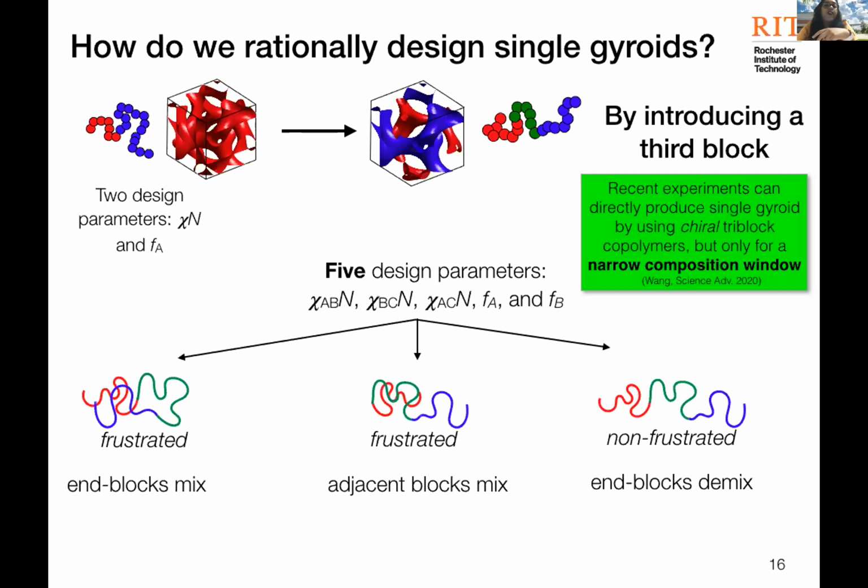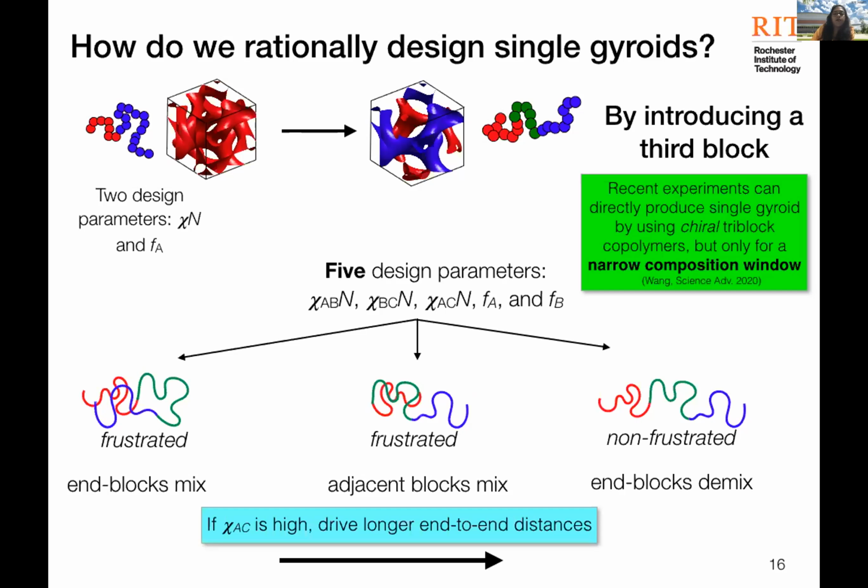You could also have frustrated type 2, where the end blocks repel each other, but the middle block doesn't really help with phase separation. The third type is a non-frustrated, where the end blocks are extremely repulsive. And so the middle block sort of mediates this repulsion between the end blocks. And so that's really the parameter space that we want to look into.